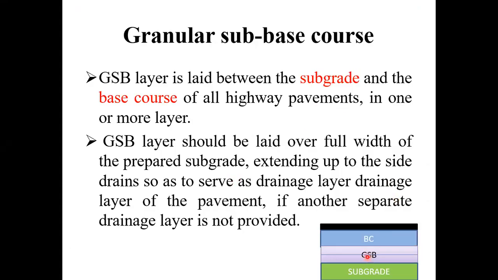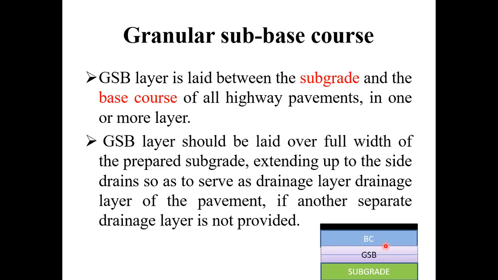You can see here GSB. GSB means a layer which is provided between the subgrade and the base course. Between these two layers the GSB is provided. The abbreviation of GSB is granular sub base. Just remember, this is the subgrade layer, above that the GSB is there, and above that the bituminous base course will be provided. And the GSB may be constructed either in a single layer, or in two or three layers, depending upon the design.